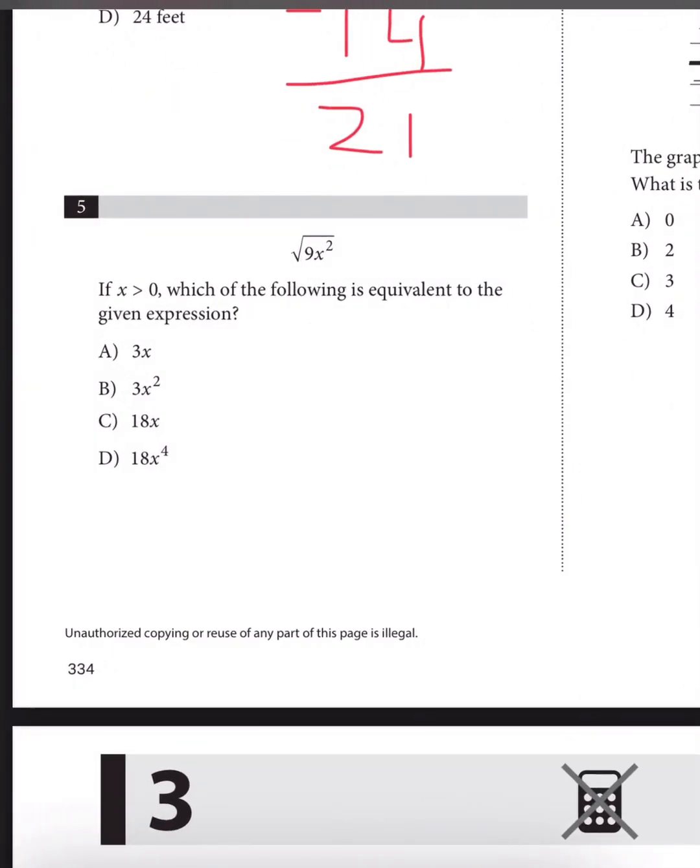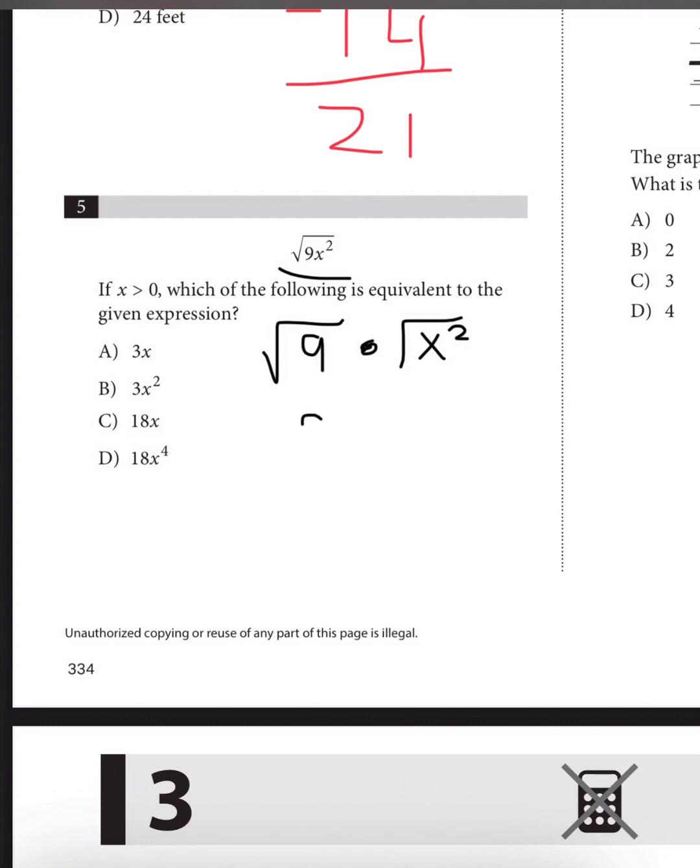Okay, let's move on to question number 5. So if x is greater than 0, which of the following is equivalent to the given expression? So all it's saying is to simplify this. So if we simplify this, we can split this into 2 parts. What we can do is 9 times x squared, right? That's literally what we can do.